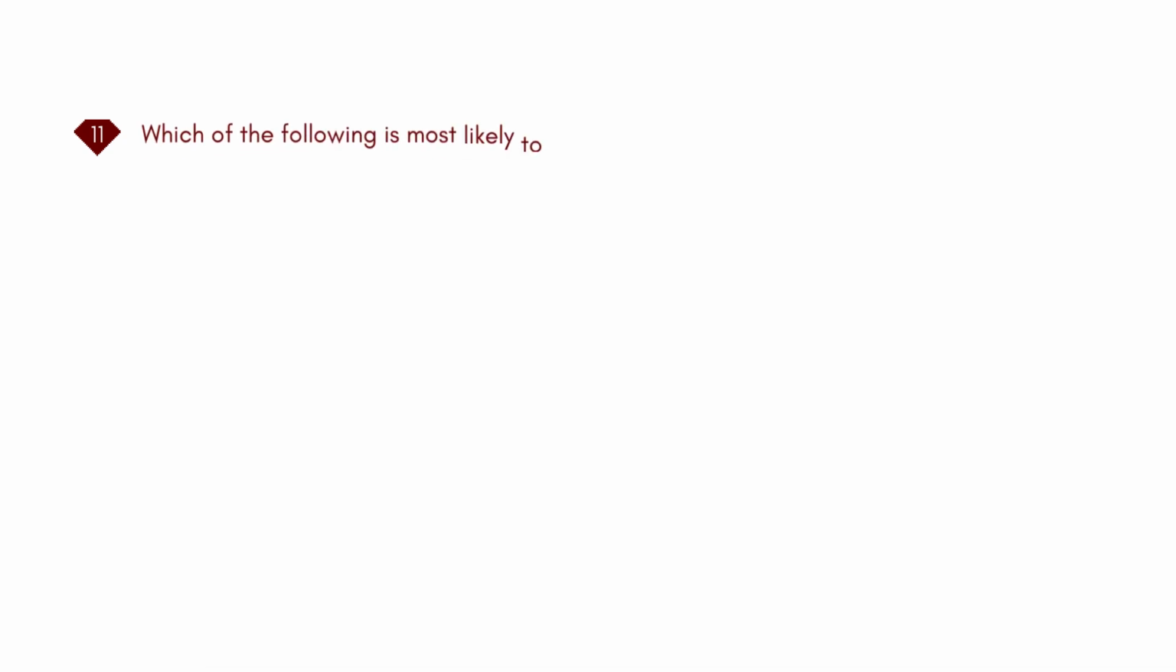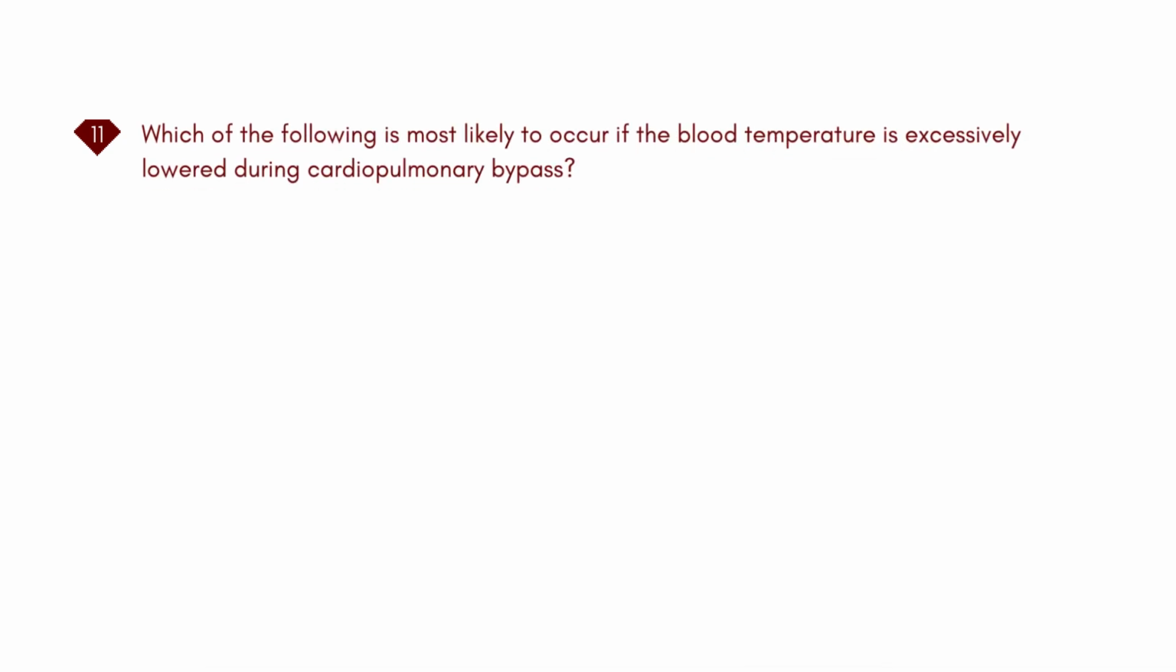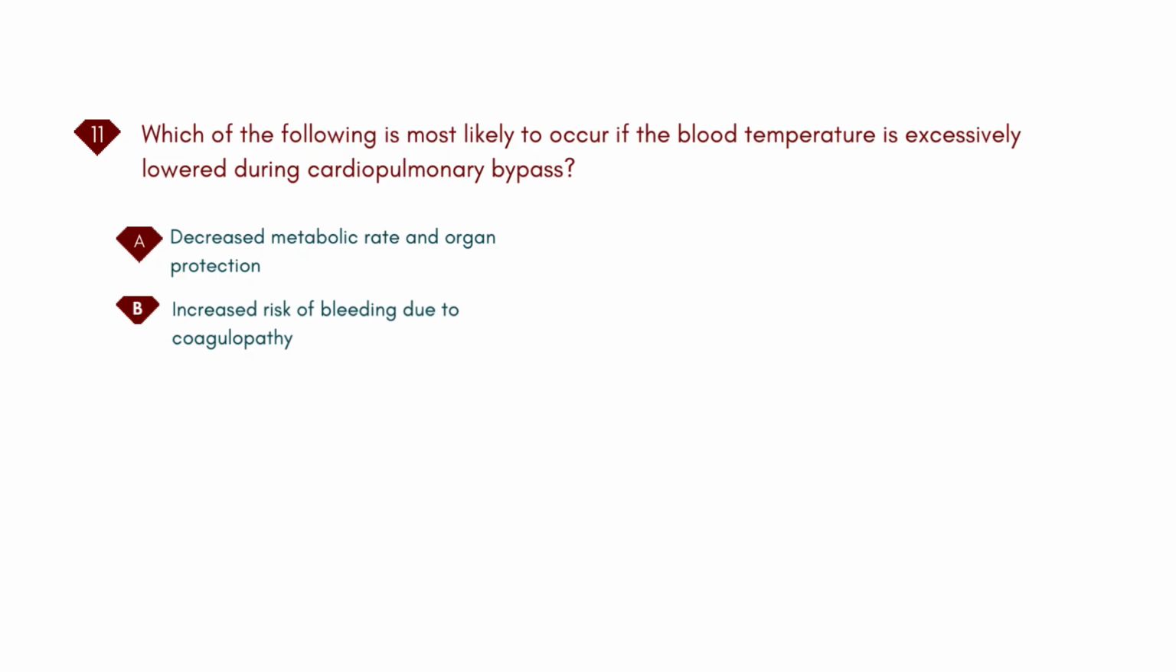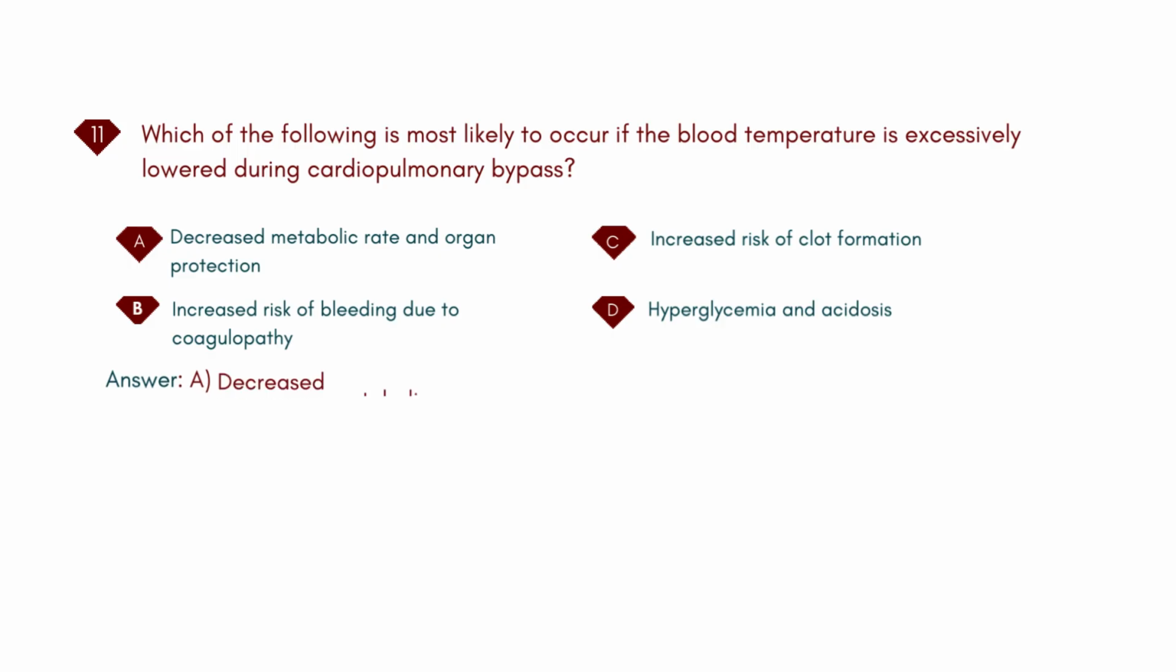Which of the following is most likely to occur if the blood temperature is excessively lowered during cardiopulmonary bypass? A. Decreased metabolic rate and organ protection. B. Increased risk of bleeding due to coagulopathy. C. Increased risk of clot formation. D. Hyperglycemia and acidosis. Answer: A.